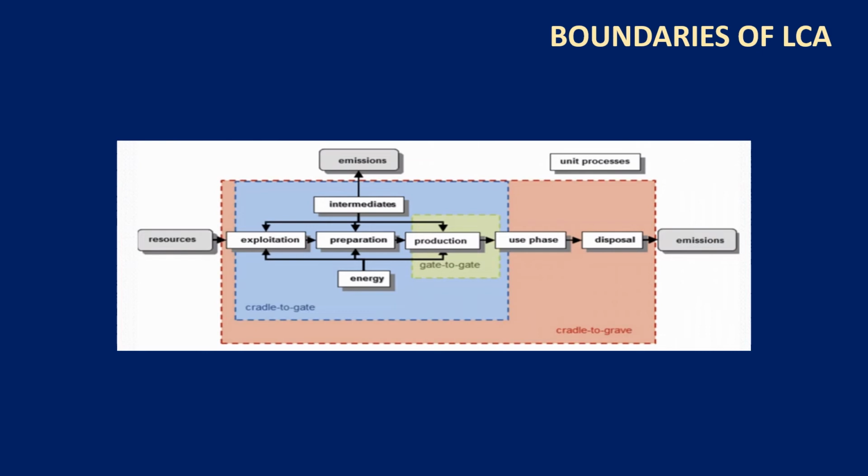Cradle to grave is the full life cycle assessment from resource extraction till the disposal stage. Cradle to gate is an assessment of a partial product life cycle from resource extraction up to the factory gate. The use phase and the disposal phase of the product are omitted in this case. Cradle to cradle assessment is done when end of life step of the product is a recycling process.